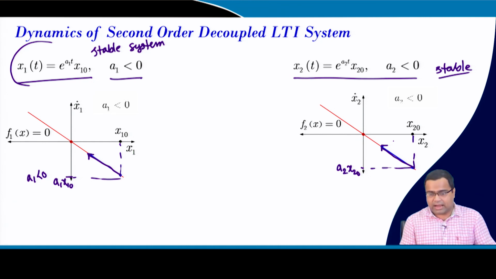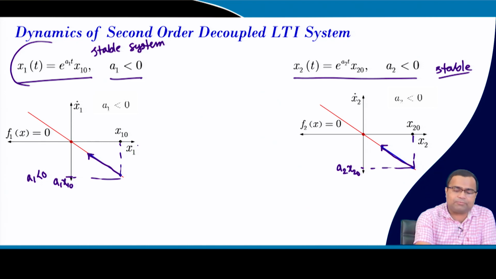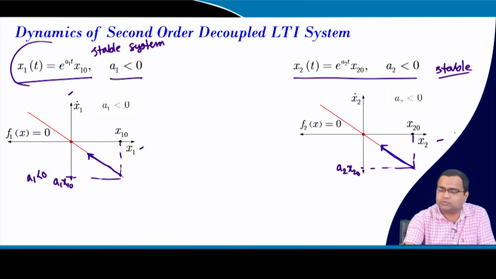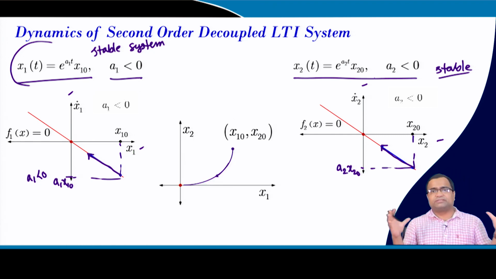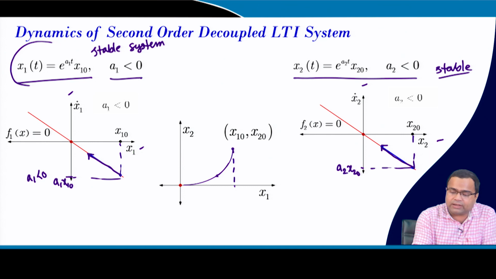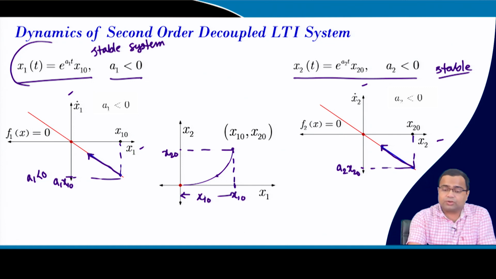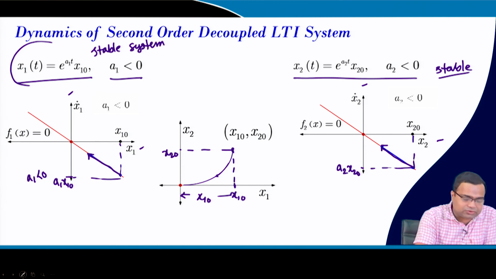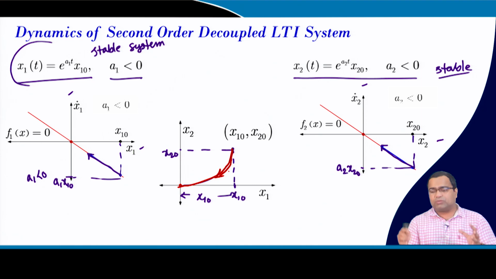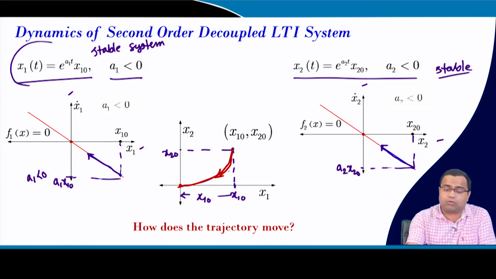Now, if we combine and draw x1 versus x2, here we have drawn x1 versus x1 dot and x2 versus x2 dot. Now, if we draw x1 versus x2, then this component is x1 0, this length, and this is nothing but our x2 0. So, this component is x1 0 and x2 0. Now it will start and slowly come towards the origin, but the question is, how does the path look? And that path we call a trajectory.